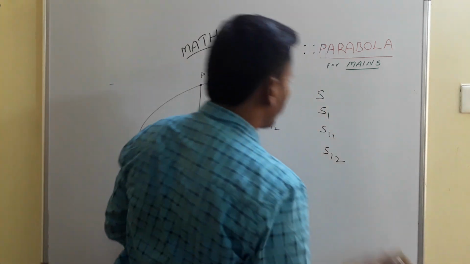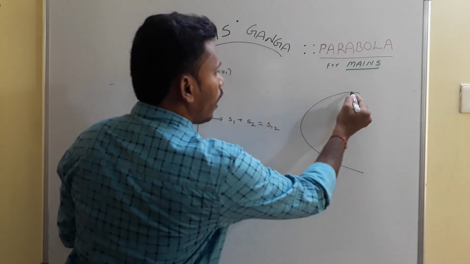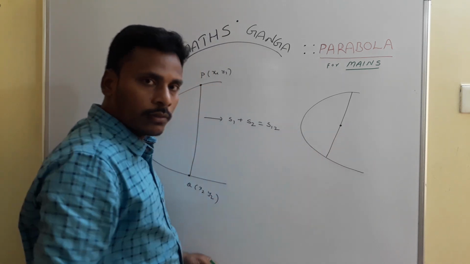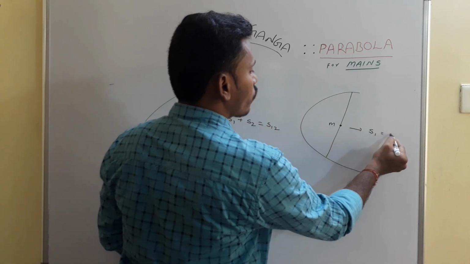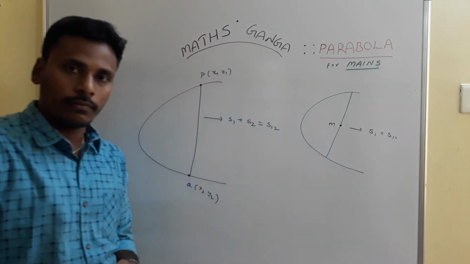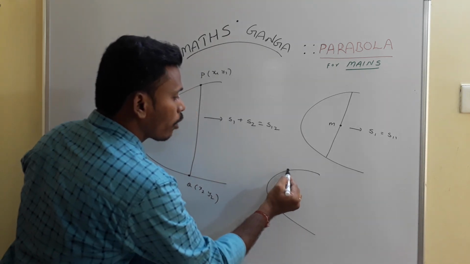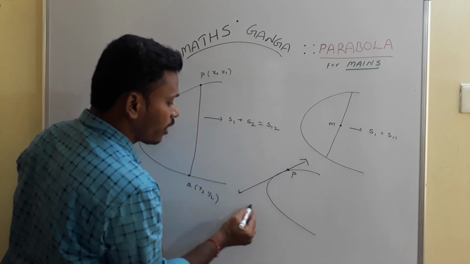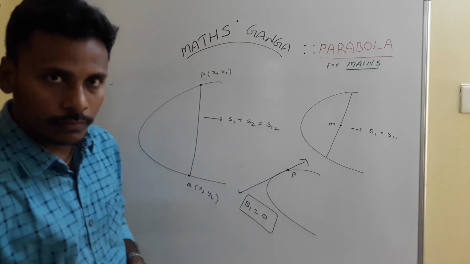Another thing is, if you have a parabola and a chord whose midpoint is known as x1, y1, then based on this midpoint, the equation of the chord is given as S1 equals S11. And if you have a parabola and at a particular point P you draw a tangent, then the equation of this tangent can be derived using S1 equals 0.